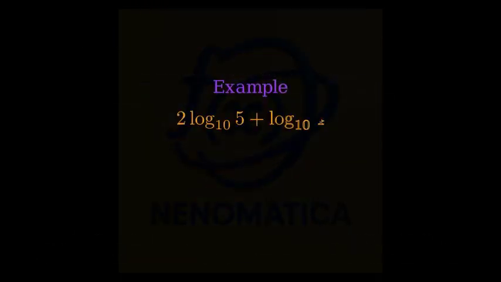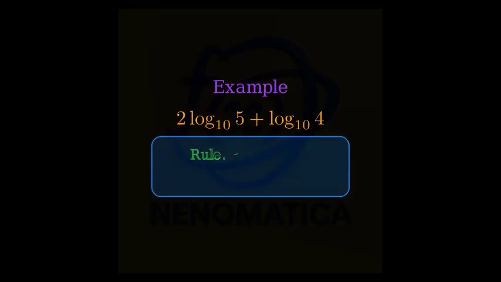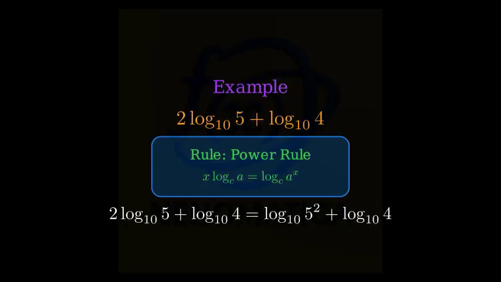Example: calculate 2 times log base 10 of 5 plus log base 10 of 4. Step 1. Use the power rule. Move the coefficient 2 into the exponent of 5, x log base c of a equals log base c of a to the x. Step 2. Evaluate 5 squared as 25.